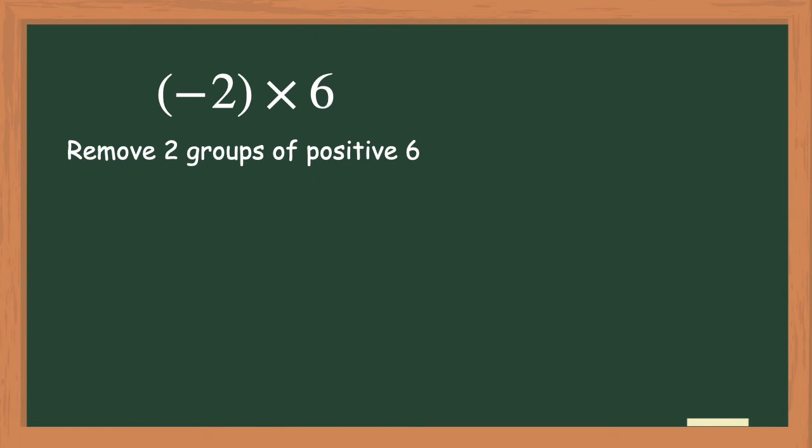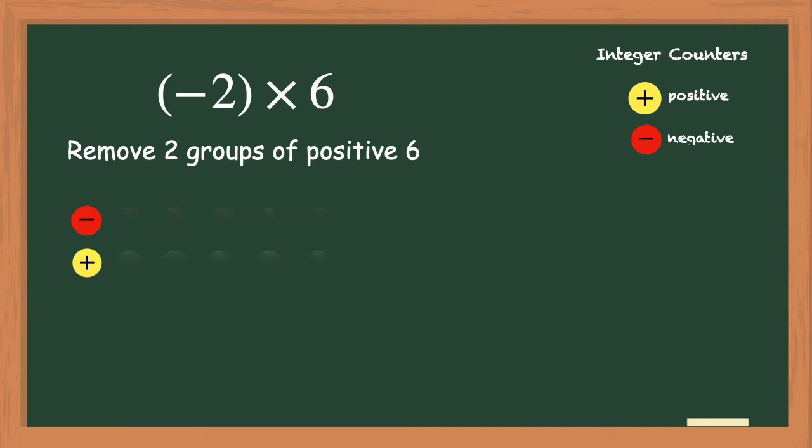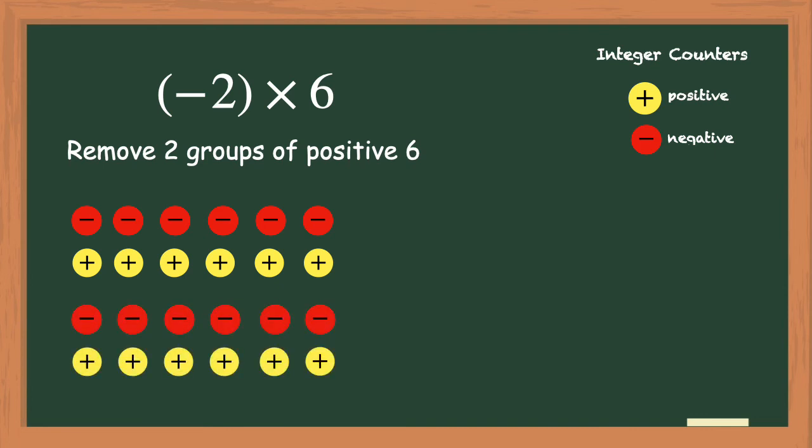So instead, you will need to create 2 groups of 6 by using 0 pairs. Remember, a 0 pair is when you have one negative counter paired with one positive counter. So let's do that now. Here is the first 0 pair for that first group of 6. Notice how the negative counter is paired with a positive counter, giving the pair a value of 0. We need to add 5 more 0 pairs to make this first group of 6. Then we still need to use 6 more 0 pairs to make that second group of 6.